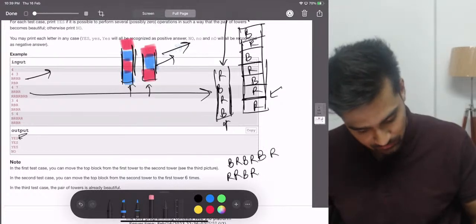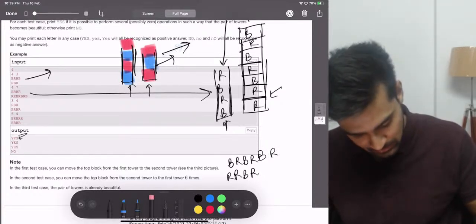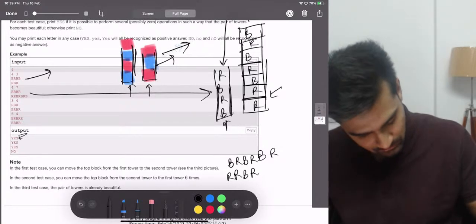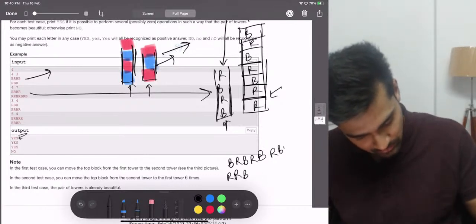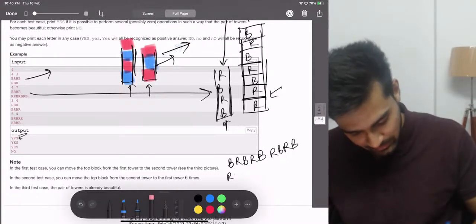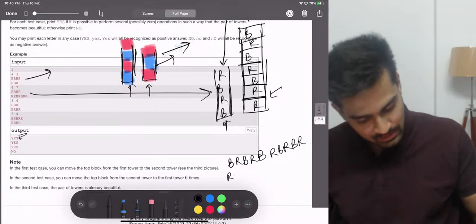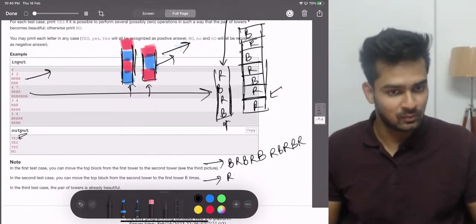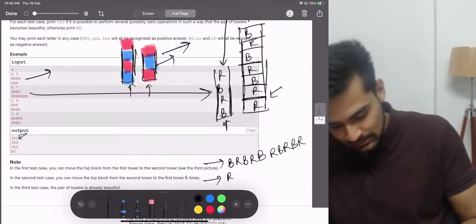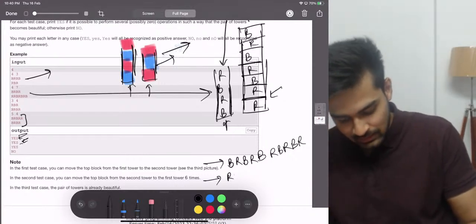Then take this blue, put it here. Then take this red, put it here. Then again take this blue, put it on top, and then again take this red, put it here. Now if you see, this is beautiful and this is also beautiful. And that is what we need to see. Okay, so again, answer for this is yes. For the last one, the answer is no.